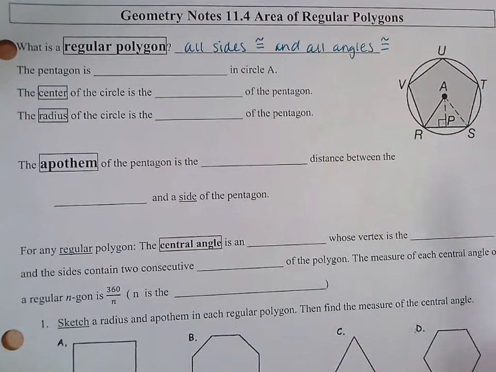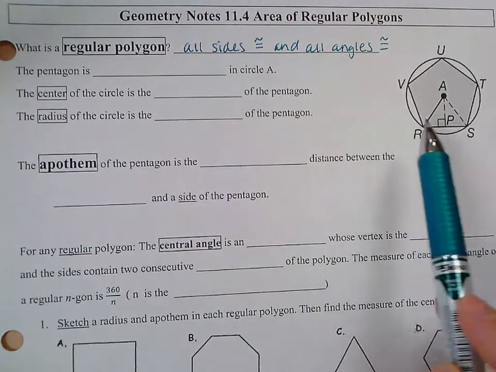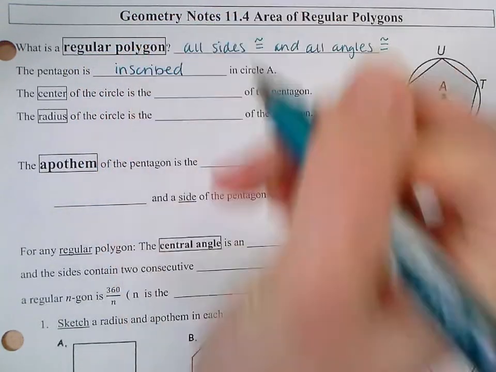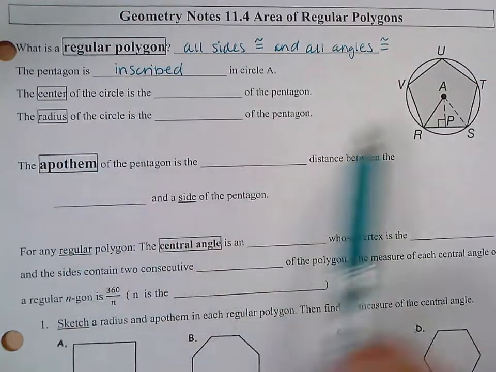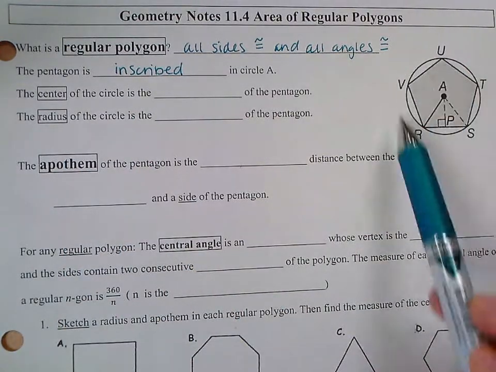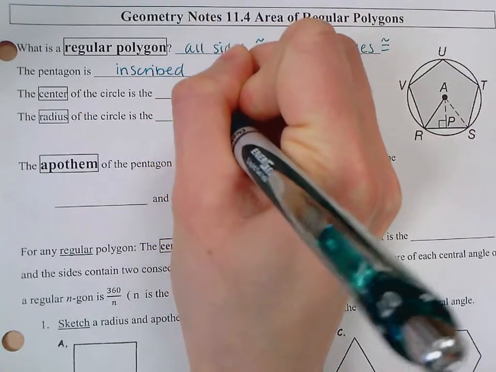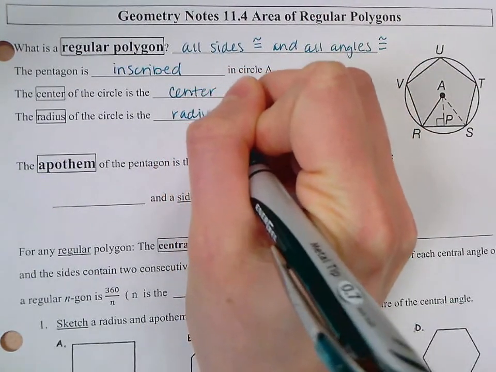So the picture that you see off to the side is a regular pentagon, and we would say that it is inscribed in circle A. We could also say the circle is circumscribed around the pentagon. And we know that circles have a center and a radius, but in this section, because we are thinking of the regular pentagon as being inscribed in the circle, the center of the circle is also the center of the pentagon, and the radius of the circle is also the radius of the pentagon.